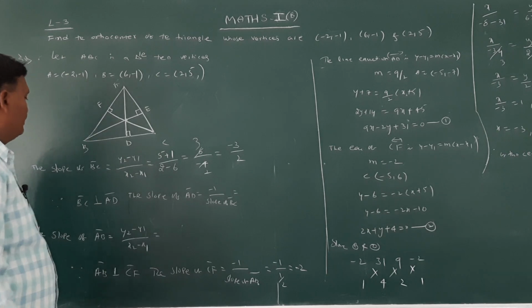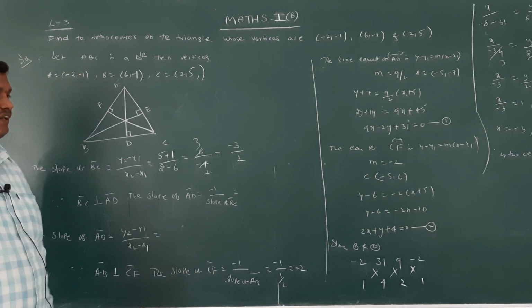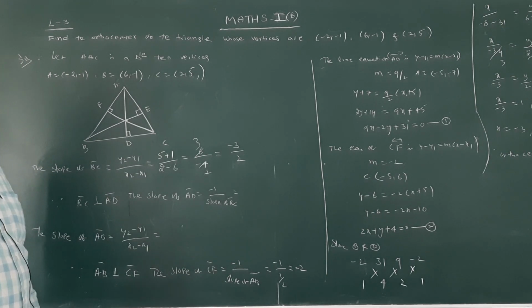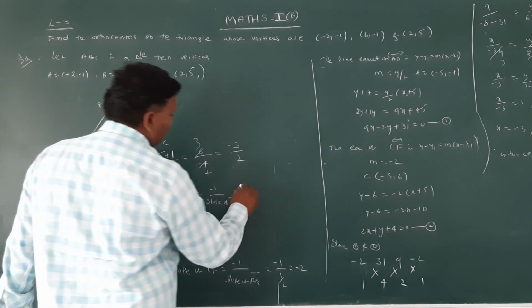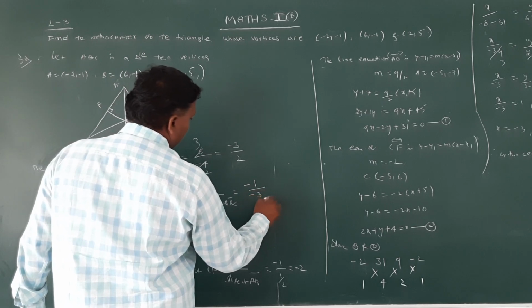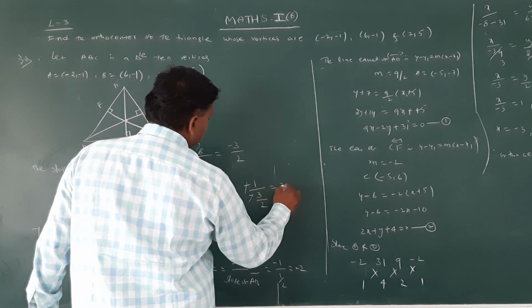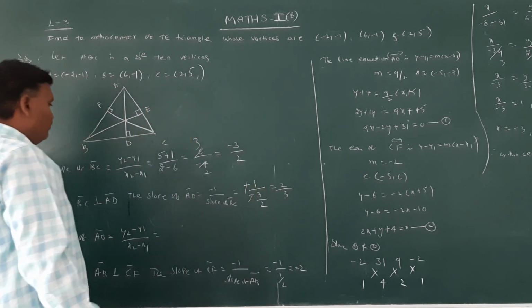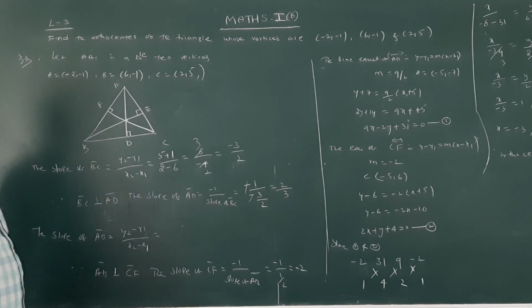Since BC is perpendicular to AD, the slope of AD is equal to minus 1 by minus 3 by 2. Minus and minus cancel, so it is 2 by 3.